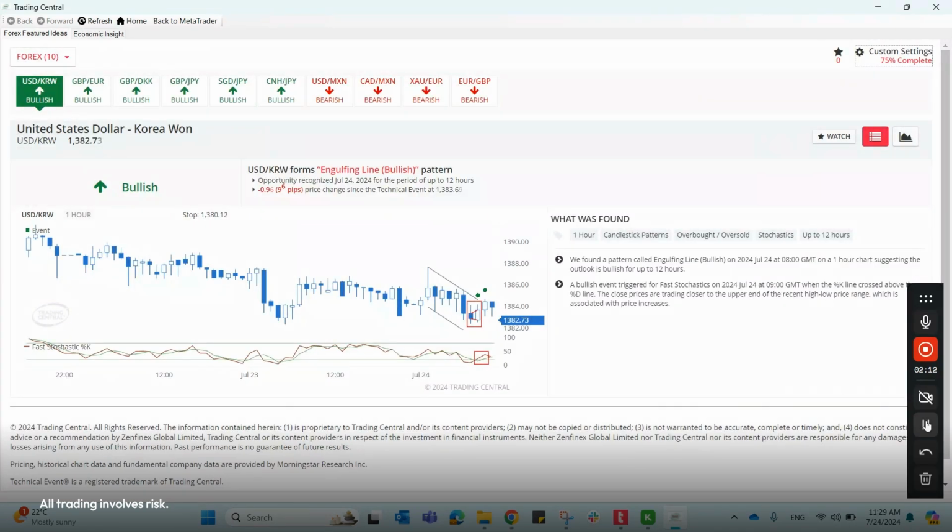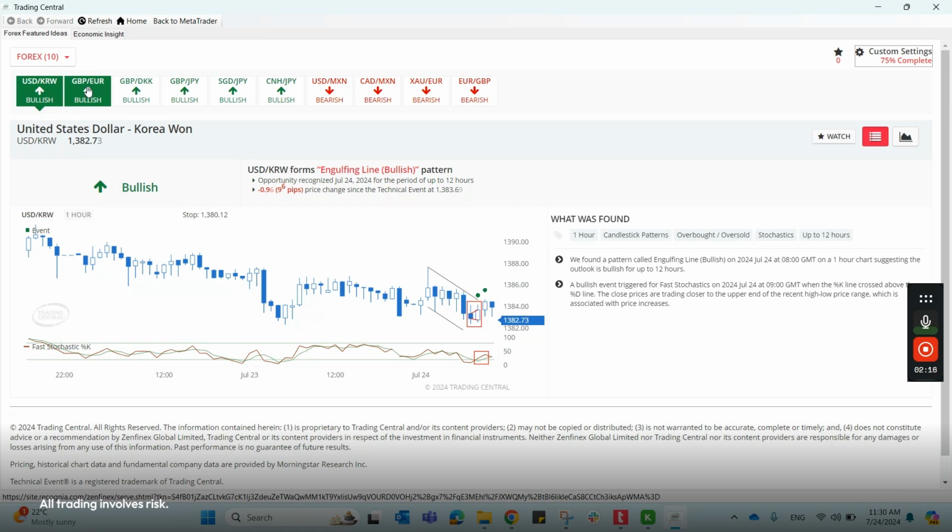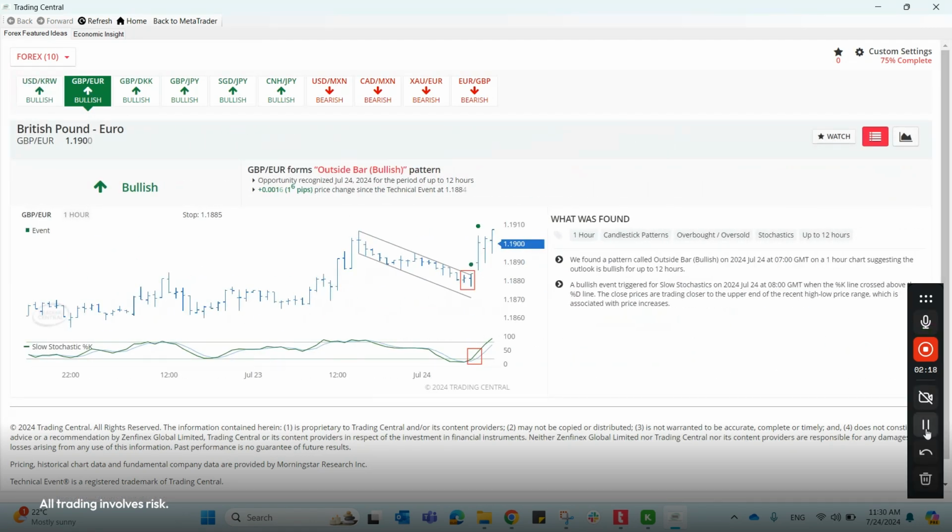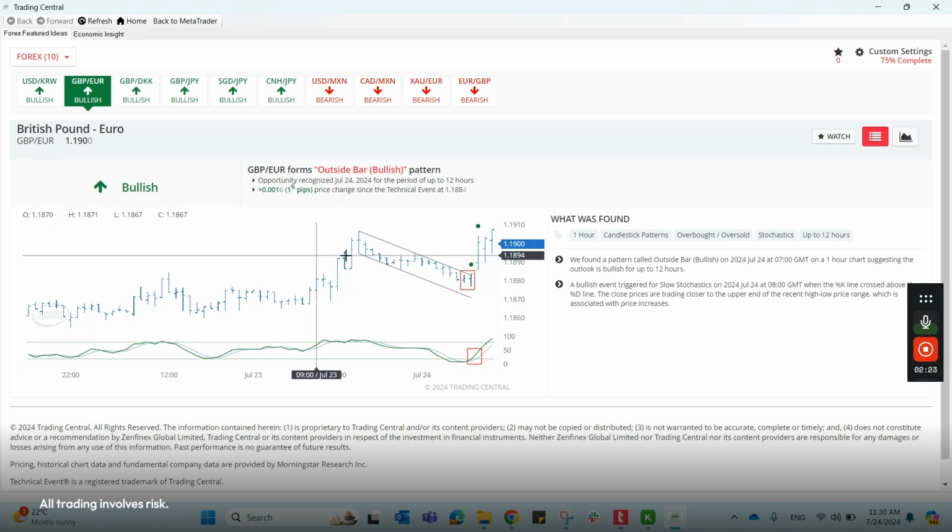Let's take GBP Euro as example. Here you can see the price pattern and what was found by Trading Central.